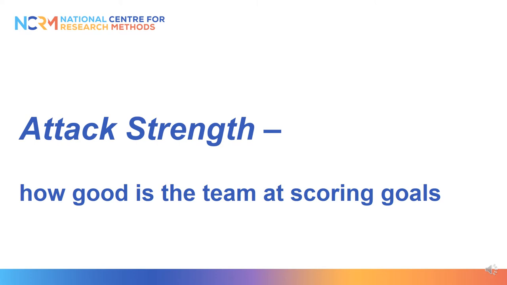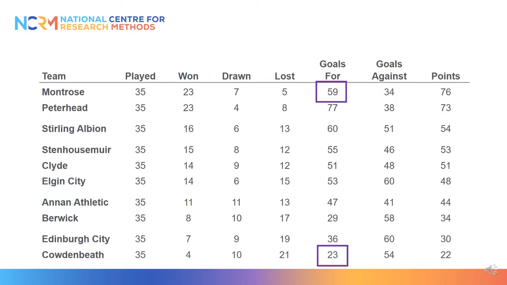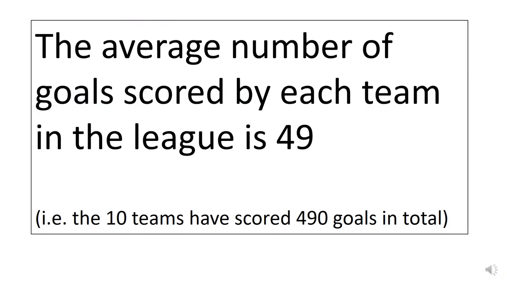The first measure that we're going to construct is called attack strength. It's a measure of how good the team is at scoring goals. Montrose, who are top of the league, have scored 59 goals. Cowden Beath, who are at the foot of the table, have only scored 23 goals. The average number of goals scored by each team in the league is 49, i.e. the 10 teams have scored 490 goals in total.